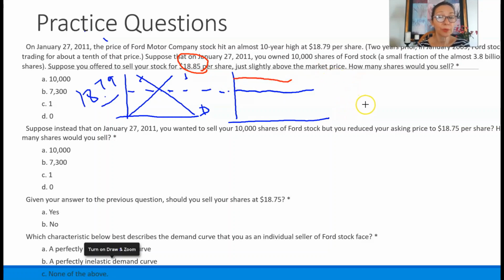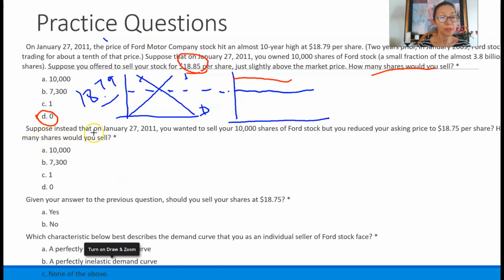And the question is, will you be able to sell it? How many shares will you sell? Okay. And so guess what? If you're asking for more than the market price, you're not going to sell anything. So the correct answer to this is 0. Okay, so if you ask more than the market price, no one's going to buy it from you.